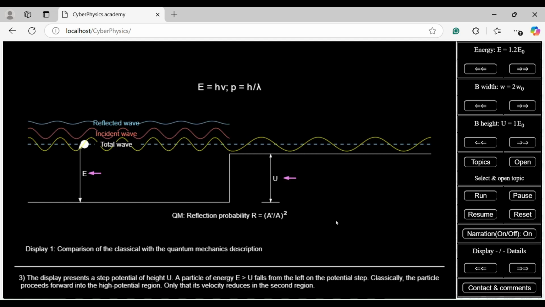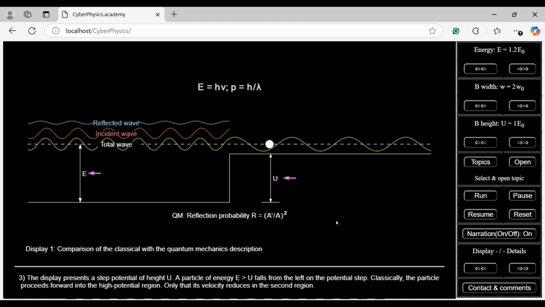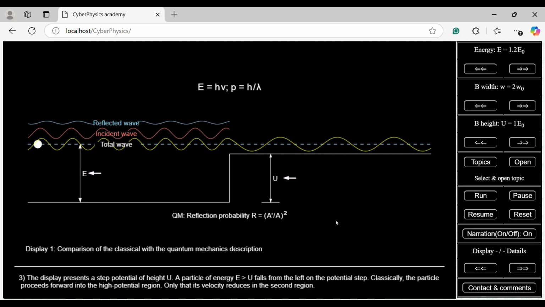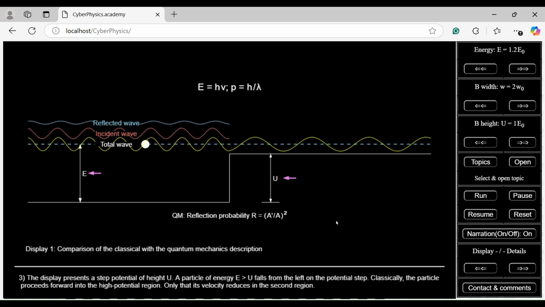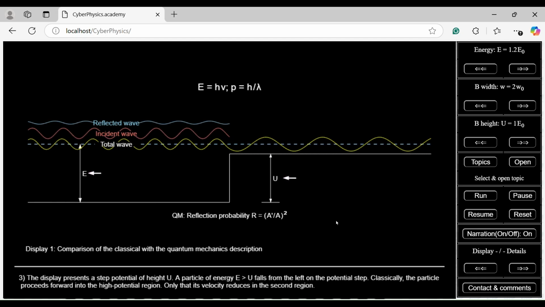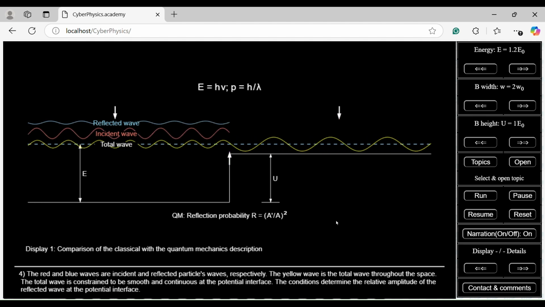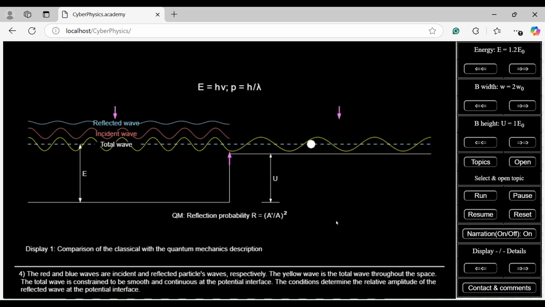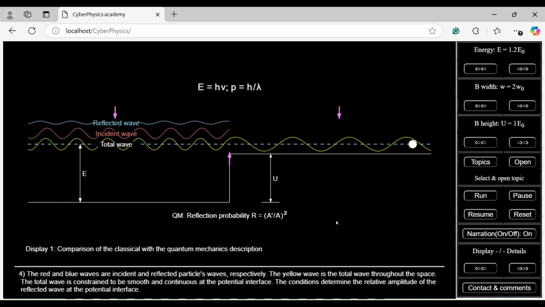A particle of energy E greater than u falls from the left on the potential step. Classically, the particle proceeds forward into the high potential region, only that its velocity reduces in the second region. The red and blue waves are incident and reflected particle waves, respectively. The yellow wave is the total wave throughout the space.